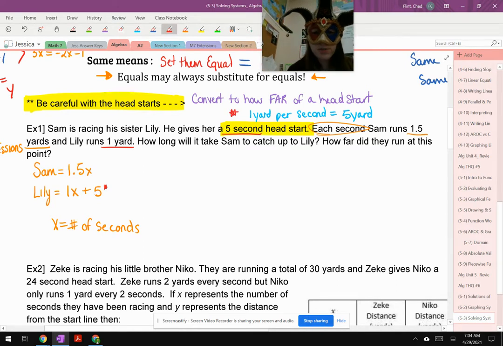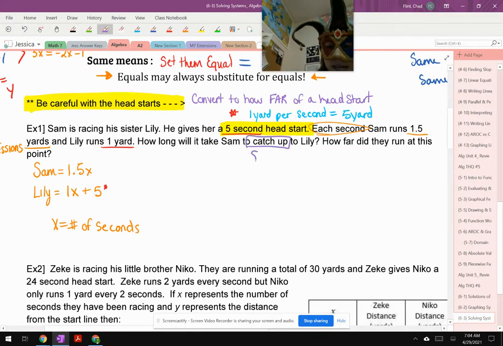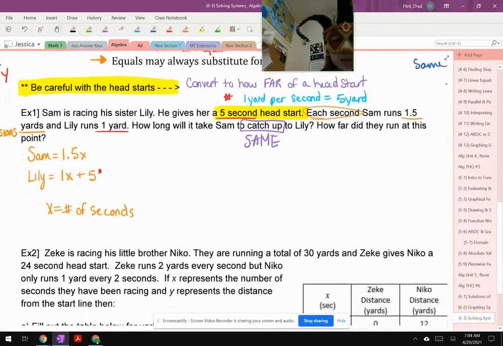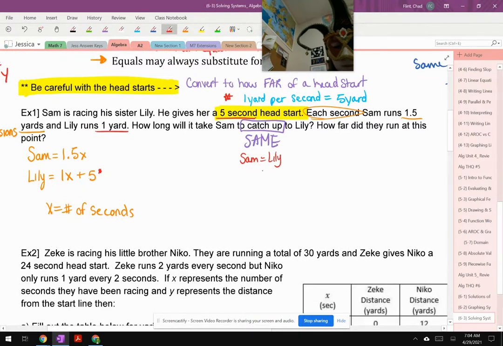Okay, so we've got our 2 expressions. So here we go, asking the question, how long will it take Sam to catch up? What I'm going to do is just what we said in our directions: take Sam's expression and set it equal to Lily's expression. So 1.5x is equal to 1x plus 5, and I'm just going to go ahead and solve that.